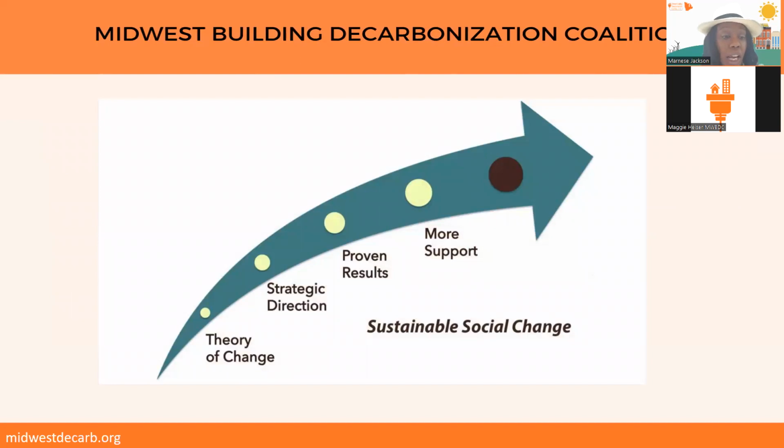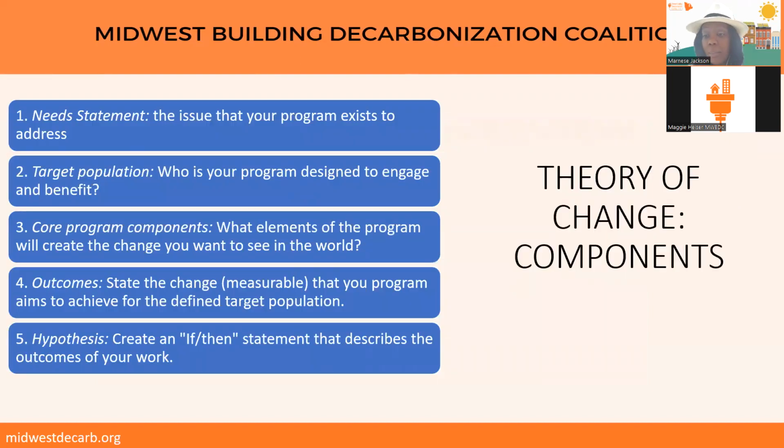So with the theory of change, starting from the bottom, it provides strategic direction, it creates proven results, and then offers more support of what we're trying to do. And this would create sustainable social change. So some components you need to have: a needs statement, the issue that your program exists to address; the target population, who your program is designed to engage; core program components, what elements of the program will create the change you want to see in the world; then the outcomes, which state the change, make sure it's measurable, use those SMARTY goals that your program aims to achieve for the defined target population. And then the hypothesis: create an if-then statement that describes the outcomes of your work.